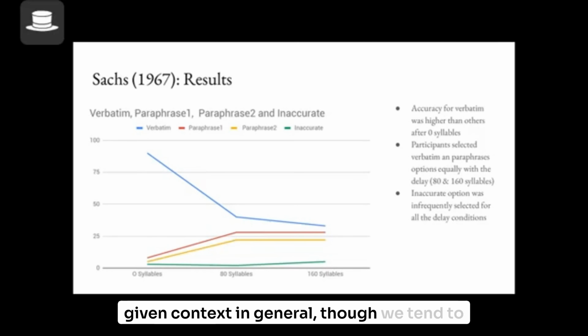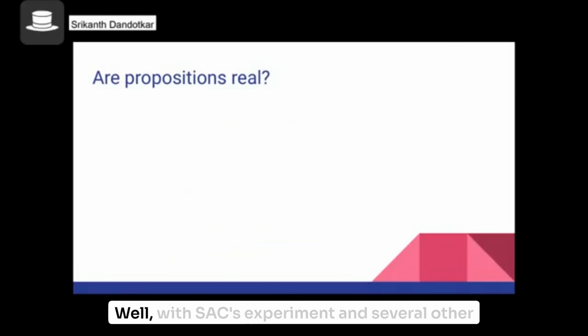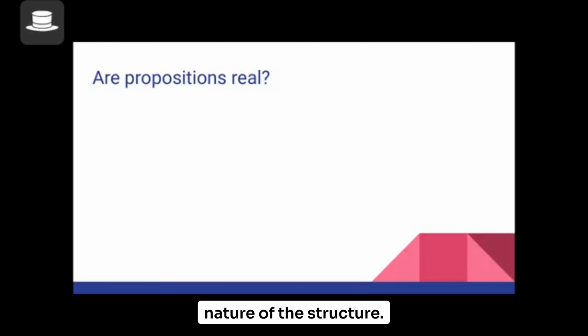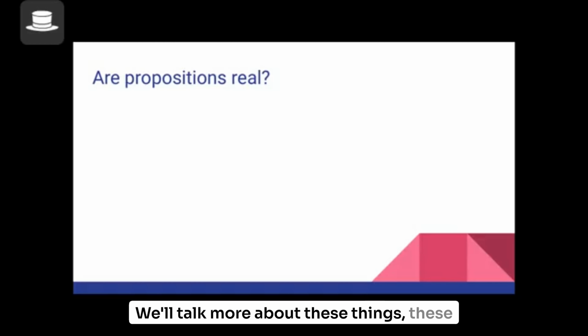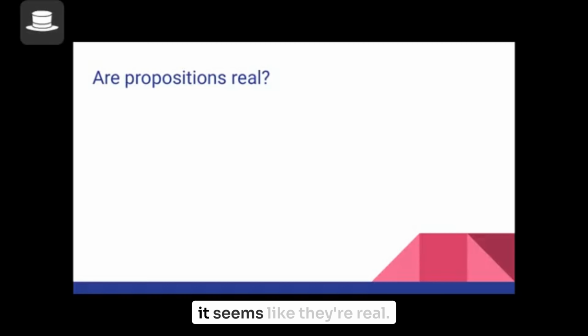In general, though, we tend to lose the exact verbatim nature of what we read, but we retain only the meaning of it. Okay? So, are propositions real then? Well, with Sachs' experiment and several other researchers, there is consistent evidence to suggest that we tend to retain the meaningful units of a text as opposed to the exact nature of the structure. We'll talk more about these constructs as we talk about the comprehension theories in unit 2.2. So they're real? Yes, it seems like they're real.